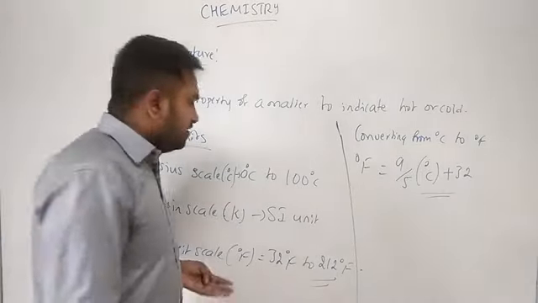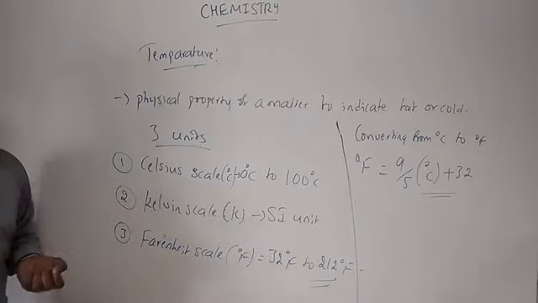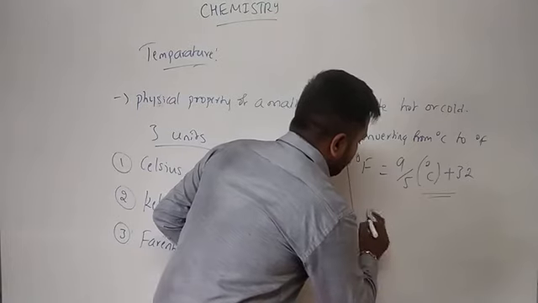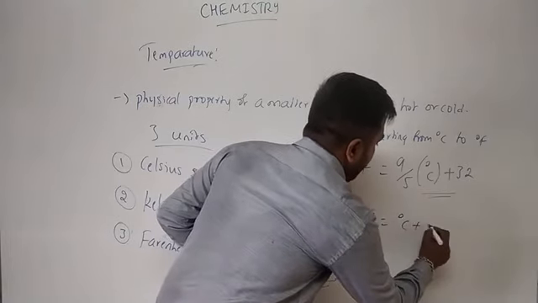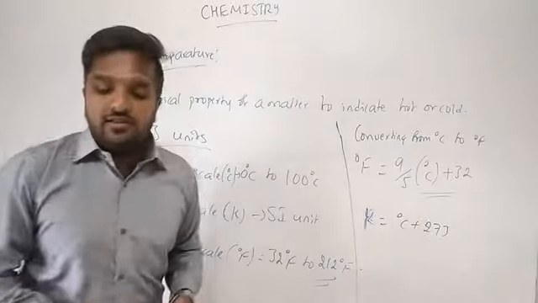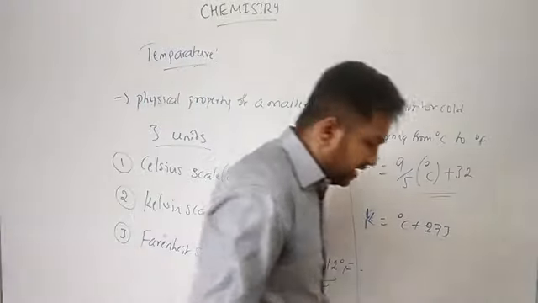Clear? And the second one, how can we convert Celsius to the Kelvin scale? It is very simple. To get Kelvin, you need to add 273. Okay, 273. It is the value of Kelvin.